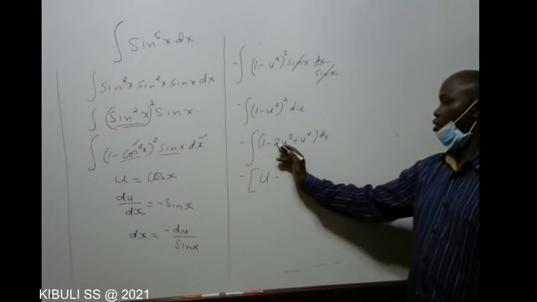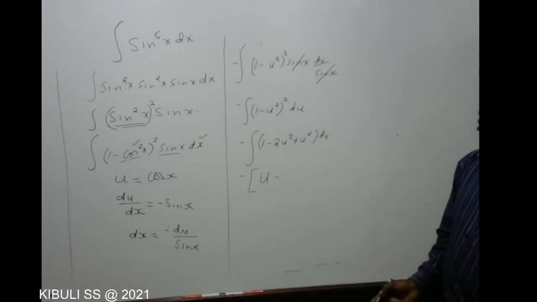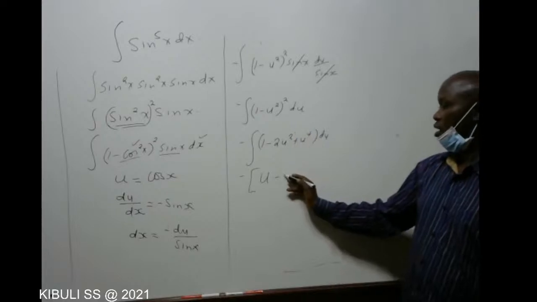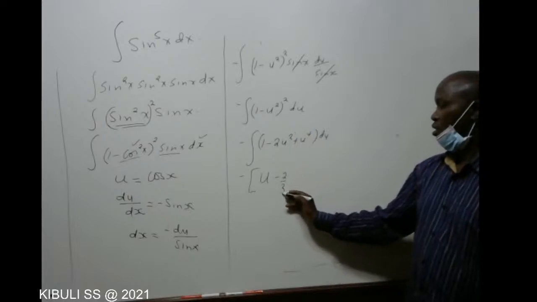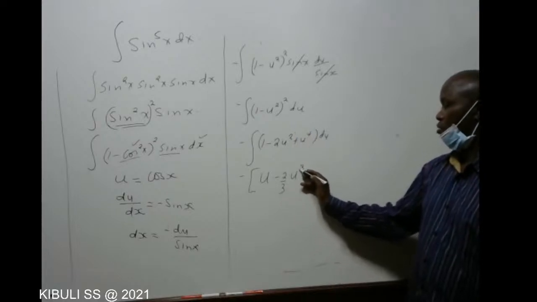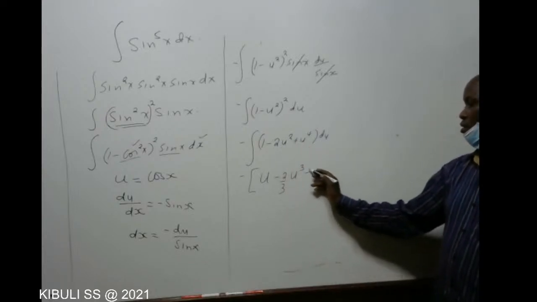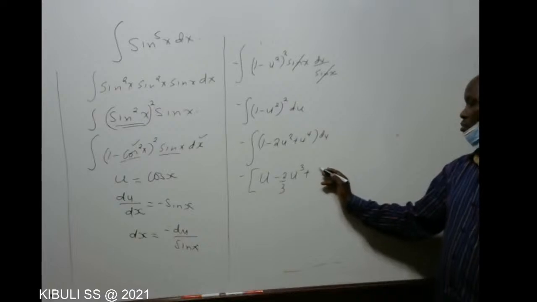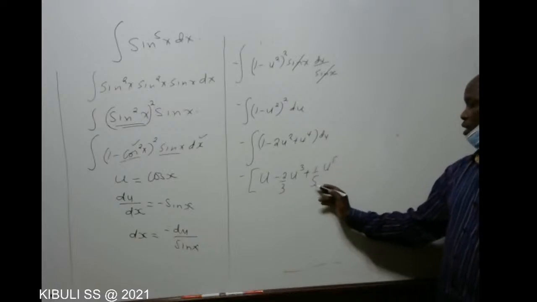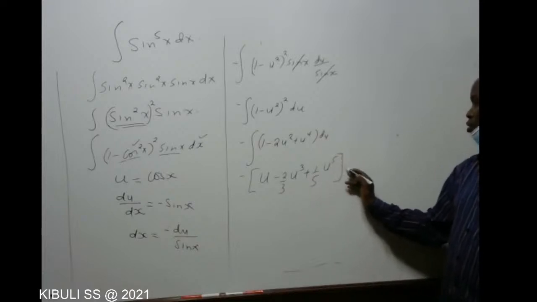Integrating 2u power 2, the power is going to be raised by 1 to have 2 over 3 u power 3. What is the power? Plus, where is this power raised by 1? It's going to be u power 5 over the raised power, which is 5. Add the constant c.